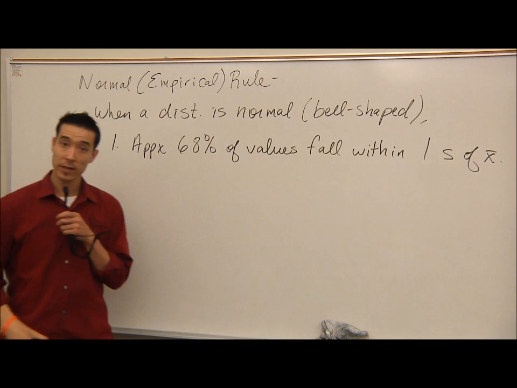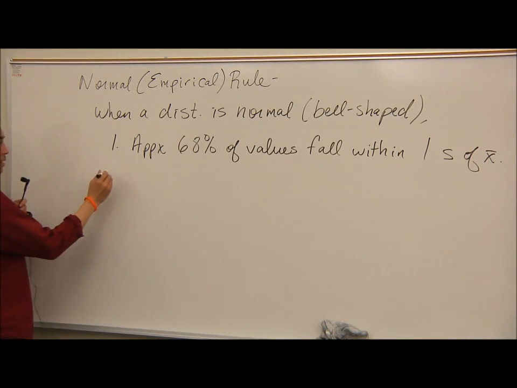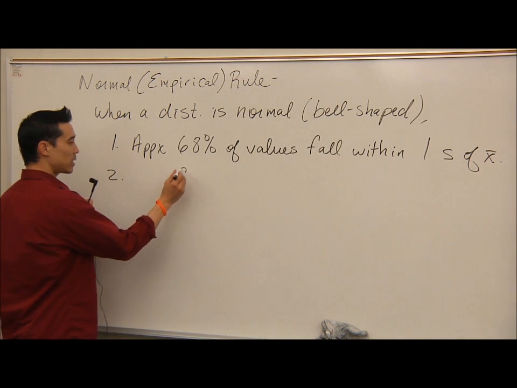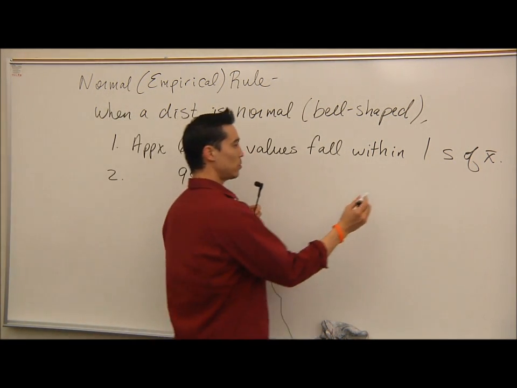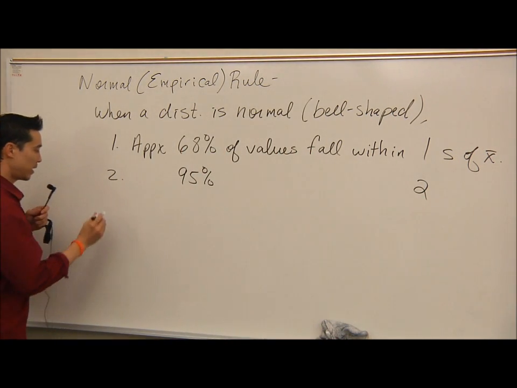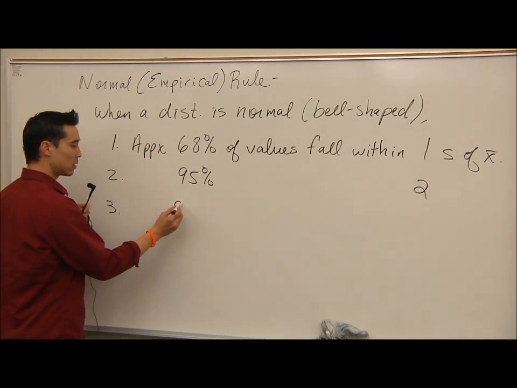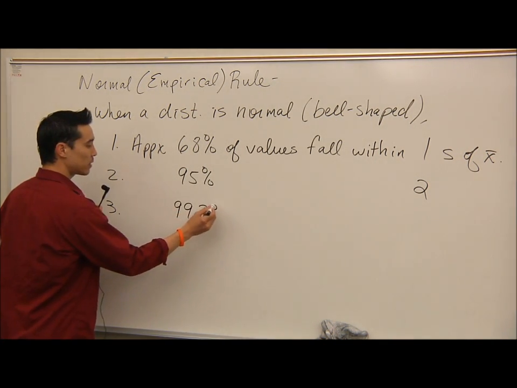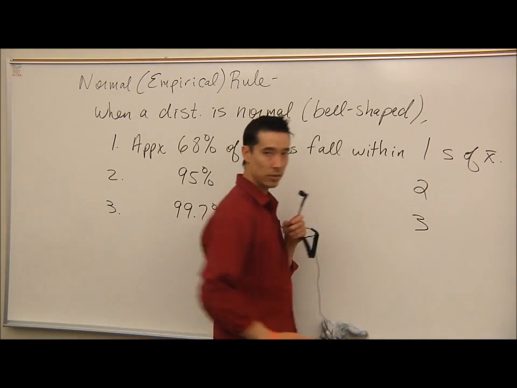Okay, and again, I'm abbreviating, but we all know what that means, right? 1s of x bar. Approximately 95% fall within two standard deviations of the mean. And nearly all, and I believe in our book it says 99.7%, fall within three standard deviations of the mean.